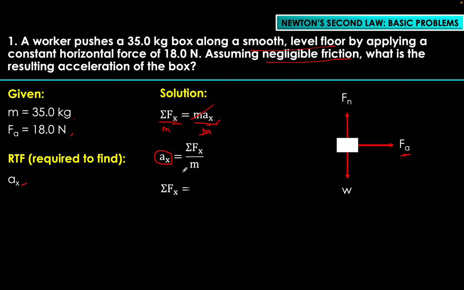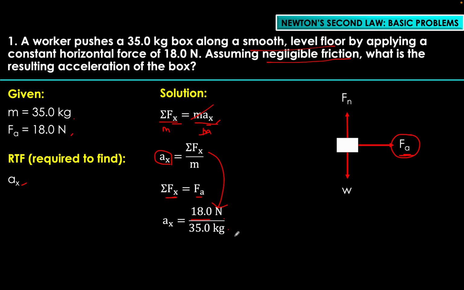And then take note that the summation of forces along x is actually just equal to the applied force. So if you look at the scenario, there's only a single force acting along x since friction is negligible. And that in itself, the applied force itself is the summation of the forces along x, or that's the net force along x rather. Then we plug in the given in our second law equation. So that would be just the applied force, which is the net force also. It's 18.0 newtons, and then the mass is 35.0 kilograms.